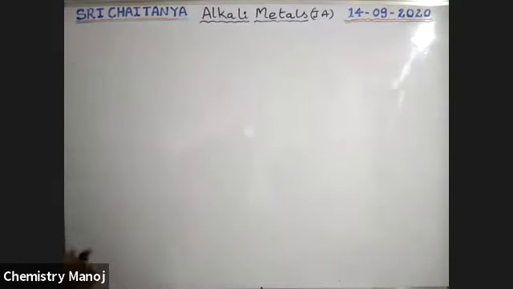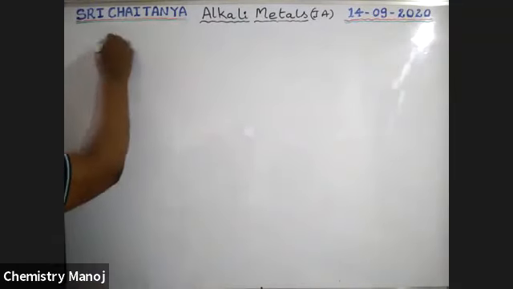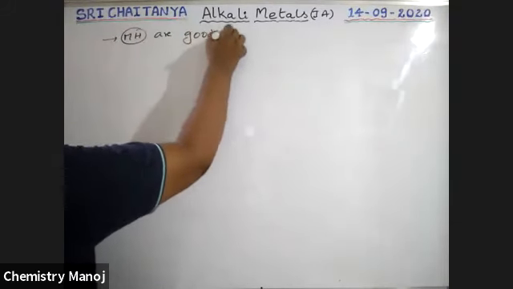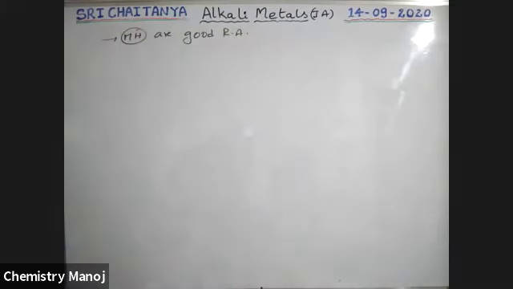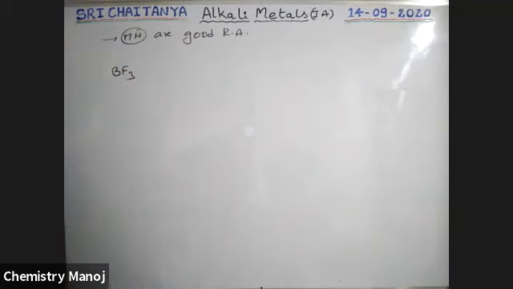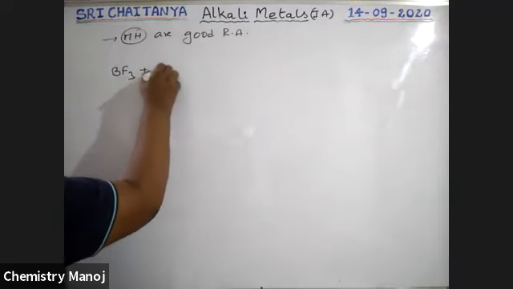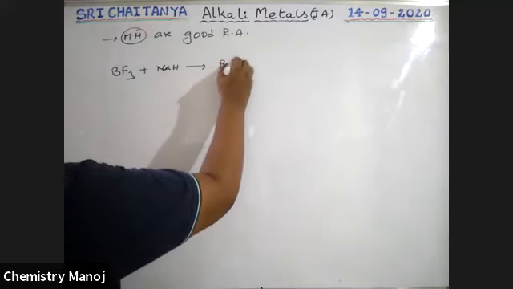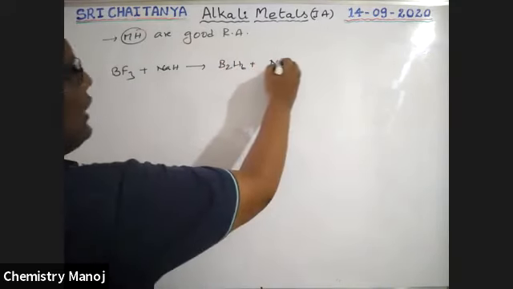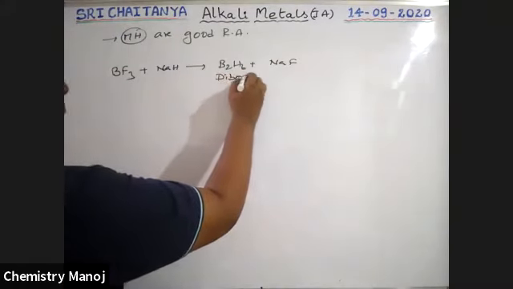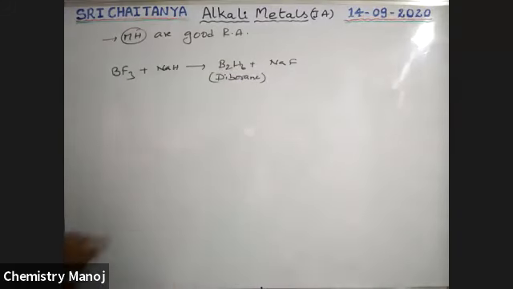That is, metal hydrides are good reducing agents. These are all good reducing agents, boys. So the best example, let's see some reactions: boron trifluoride, BF3, when it reacts with NaH, sodium hydride, gives B2H6 plus NaF as the product. B2H6 is diborane. It is one of the preparations of diborane, boys.